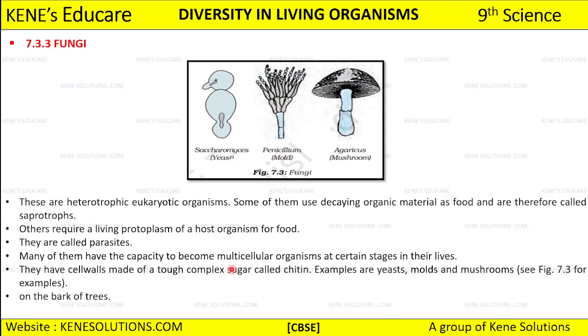So they have a cell wall. Now this point about fungi is very much important. Whenever we are discussing fungi, the most basic sentence is that the cell wall of fungi is made up of a tough complex sugar, which we call chitin. Examples of this are yeast, molds, and mushrooms, which are present on the bark of trees.